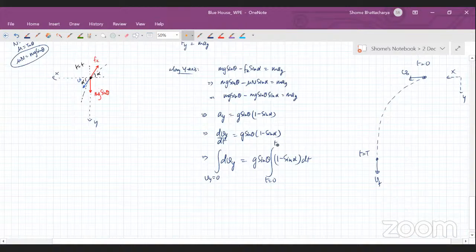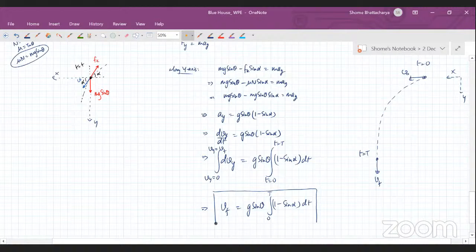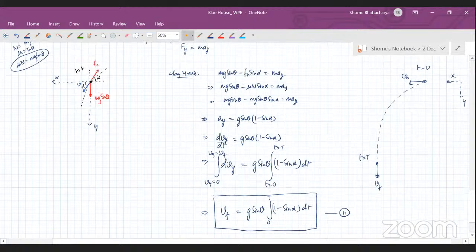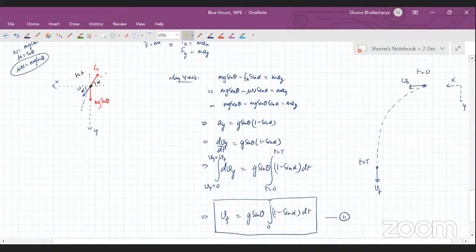Okay. So at t equal to capital T, Vy is whatever the final velocity is. So the left hand side becomes V final and the right hand side becomes g sine theta into the integration of 1 minus sine alpha dt from 0 to T. Now you compare this equation with the first one and you'll see that we can eliminate this term. So first write this down and then compare this with the first one later, and you'll see how we can eliminate this unknown integration term, 1 minus sine alpha from 0 to capital T.